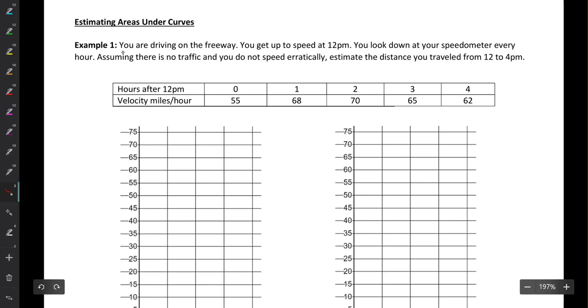All right, so example 1. You are driving on the freeway. You get up to speed at noon, and you look down at your speedometer every hour. Assuming that there is no traffic, and you don't speed erratically, estimate the distance you traveled from 12 to 4 p.m. That is what we are being asked to do.